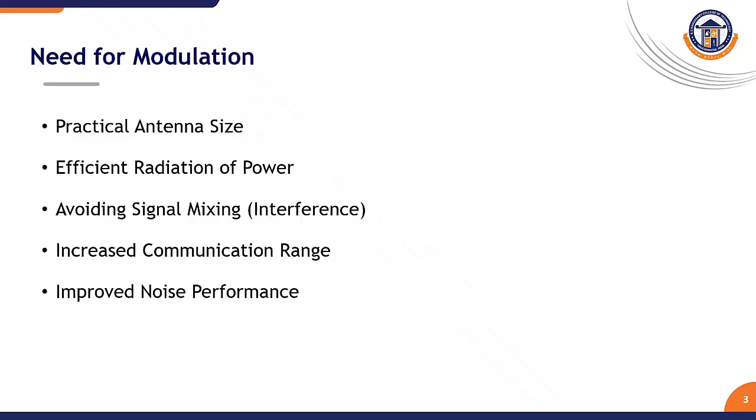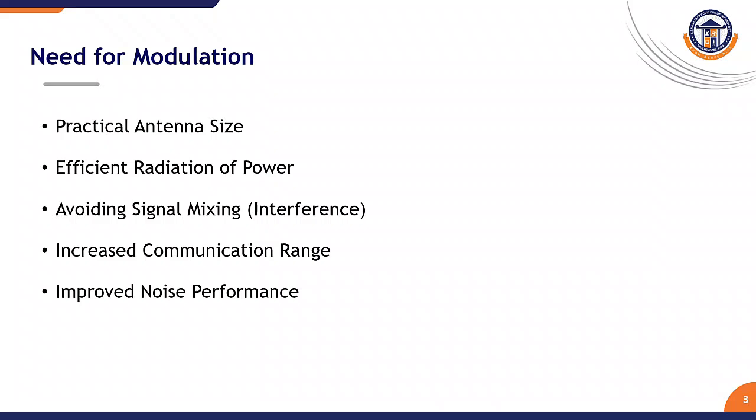This modulation process is essential for several reasons. For example, when we try to transmit a low frequency signal directly, it would require a very large antenna and the transmission efficiency would be very poor. So modulation helps in reducing the size of the antenna, improving the radiation efficiency of the transmitted signal, increasing the communication range and minimizing interference between different signals. Without modulation techniques, modern communication systems would not be possible.